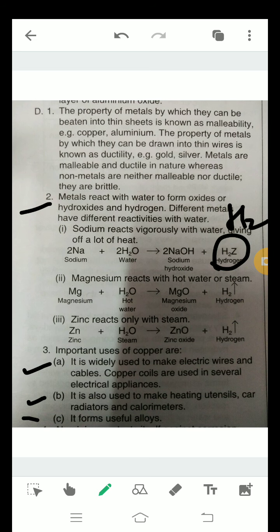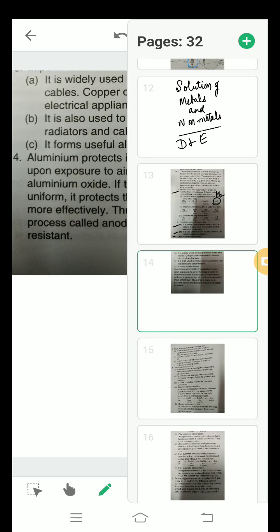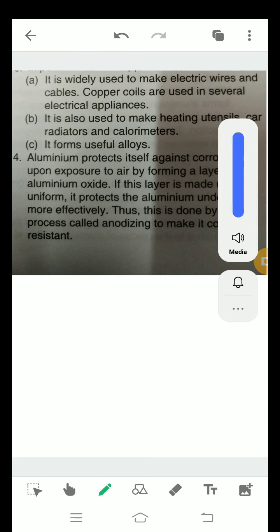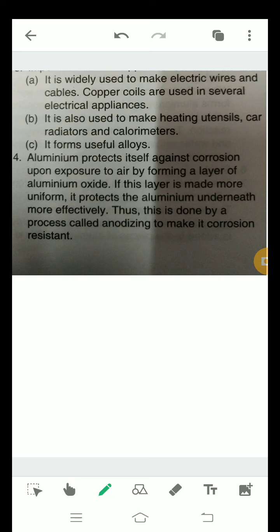Now question number 4 is, aluminium protects itself against corrosion. Discuss why it is necessary to anodize aluminium to make it corrosion resistant. Okay, now for this, the answer will be: aluminium protects itself against corrosion upon exposure to air by forming a layer of aluminium oxide. If this layer is made more uniform, it protects the aluminium underneath more effectively. Thus, this is done by a process called anodizing to make it corrosion resistant.